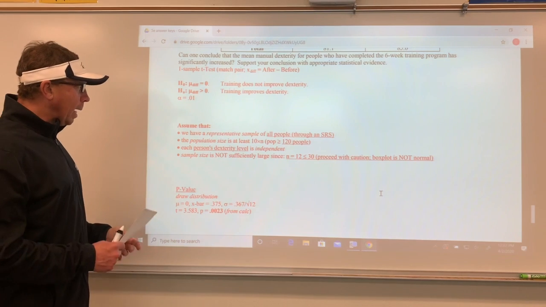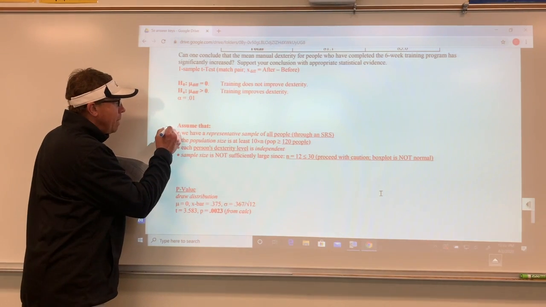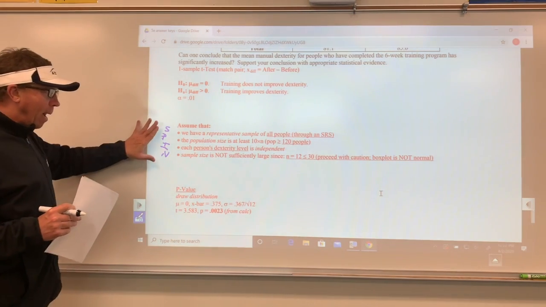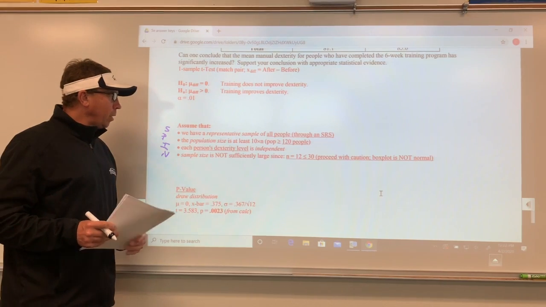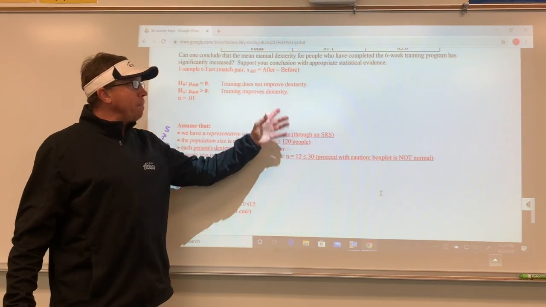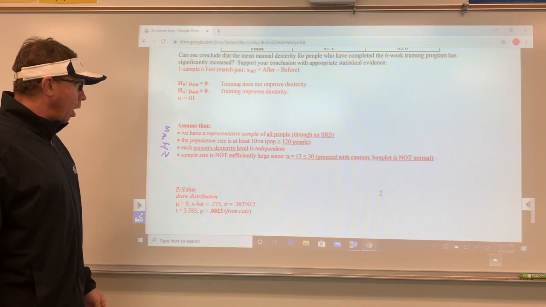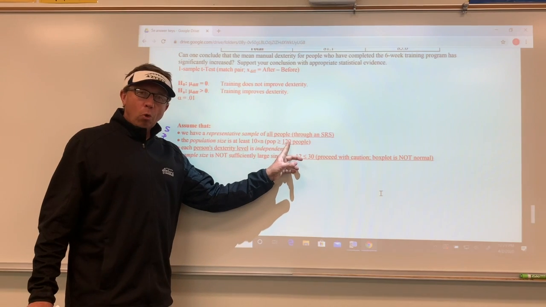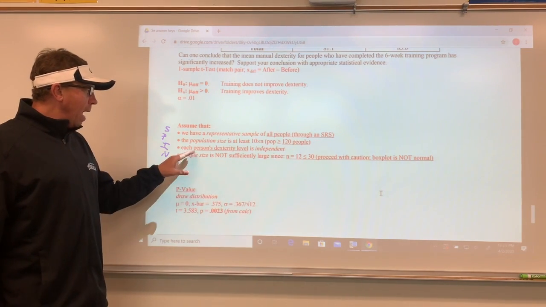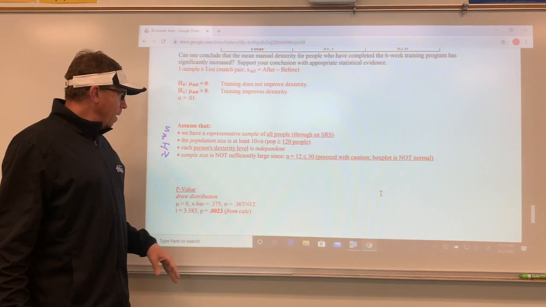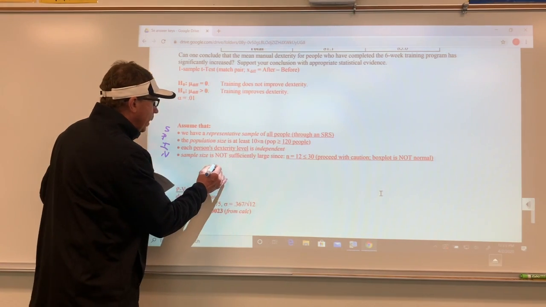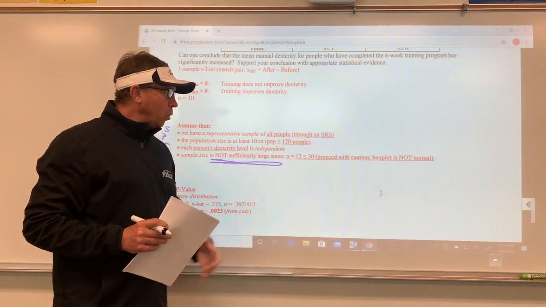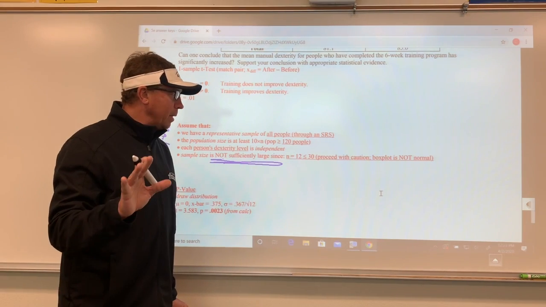Okay? Here's our assumptions. And again, the acronym to memorize is SPIN. Although you wouldn't write that out. Okay? Assumptions are we have a representative sample of all people in the company, even though we only have, I think, 12 of them. The assumptions are that there's at least 120 people working in the company, okay? Every person's dexterity is independent, and this is tricky. The sample size is not very large. It's not bigger than 30, so we cannot invoke the central limit theorem.